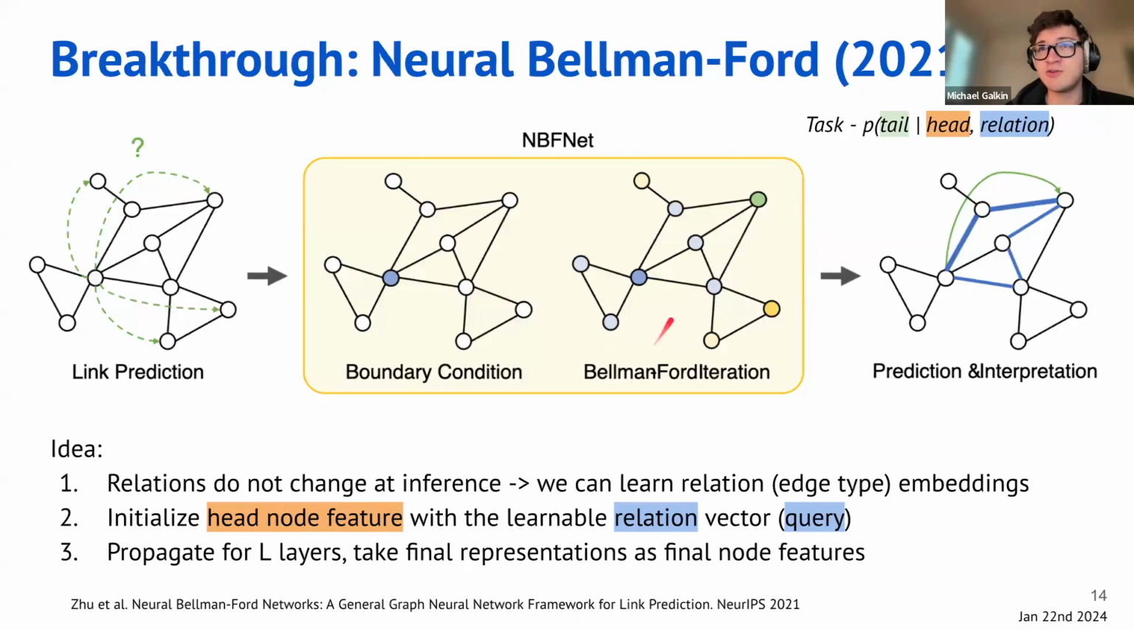Saying that at the end, the final node states capture pairwise relationships. So every node state of any node here captures how this node interacts with the starting head node. In fact, it encodes Bellman-Ford iteration. So that was the main point of the NBFNet paper. And so it can probably discover shortest paths. Under certain assumptions, it can approximate other centrality metrics like PageRank and so on.